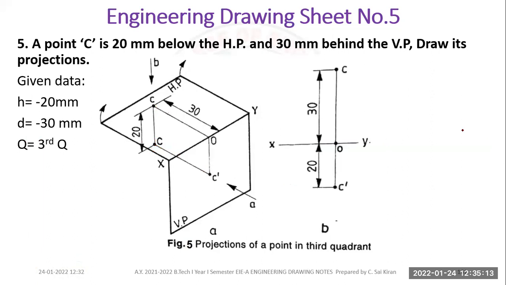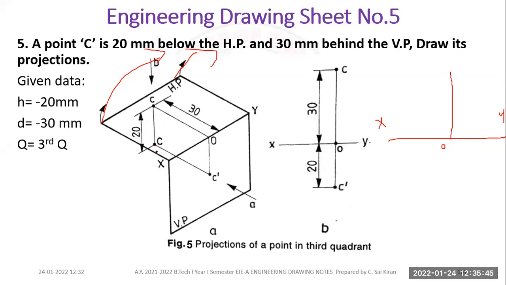So how you have to draw is first draw the XY line. Now mark the center O because H and D are not lying on HP. Whenever H and D are 0, then this 0 will overlap. Whenever H and D have some values, you have to mark the point O. I am rotating in a clockwise direction so that this point will be above. So mark the point H.